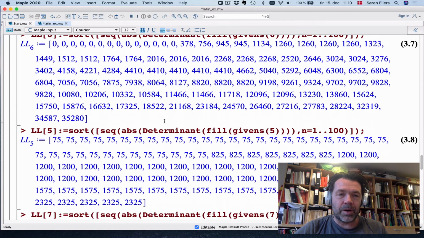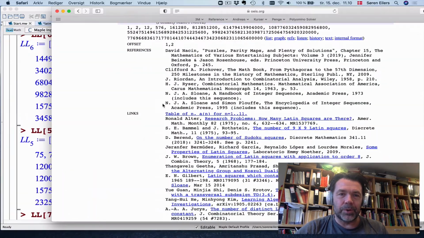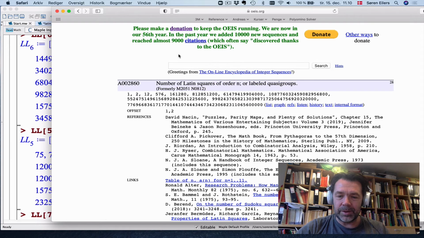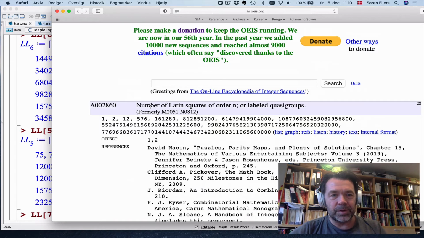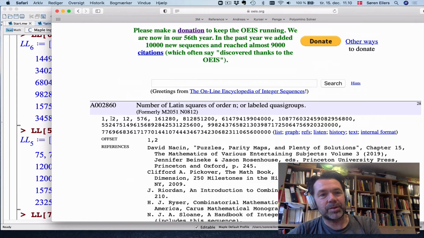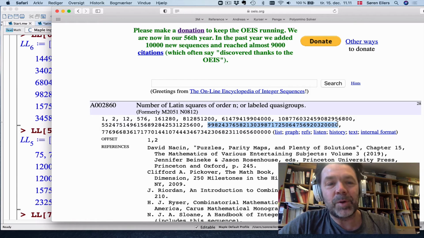Now, before I go on, maybe a word of warning. Here in the OEIS, I found the number of Latin squares of order n. Okay, so there's the 1 by 1 Latin square, there's 2 by 2, then 3 by 3, 4 by 4, 5 by 5, 6 by 6, 7 by 7, 8 by 8, 9 by 9, 10 by 10. So, when I took 100 out of this astronomical number of Latin squares, this is a very, very small sample.